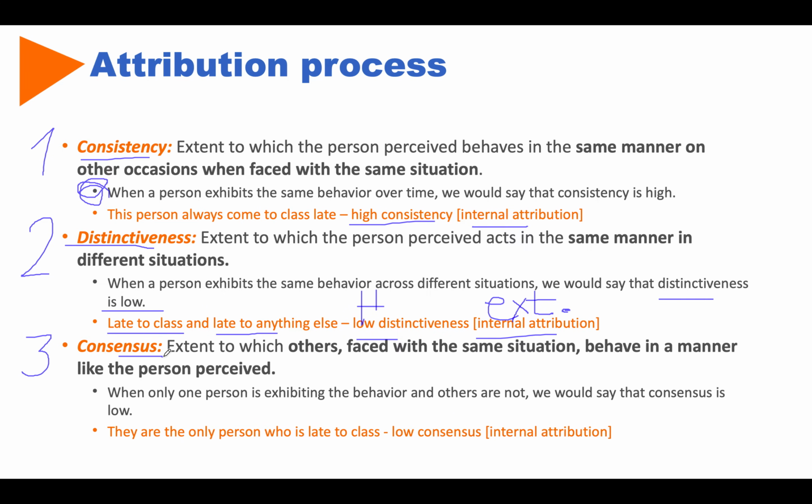Consensus, the extent to which other people, not you or not the person we are perceiving, but other people, when they are in the same situation, behave in a manner like the person perceived. So if it's only one person exhibiting the behavior, consensus is low. So if the person in question is the only person who comes late, then it must be internal. It can't be traffic, right? If everyone else is coming late as well, now we have high consensus. Everyone is late, and that is external. Clearly, traffic is bad today.